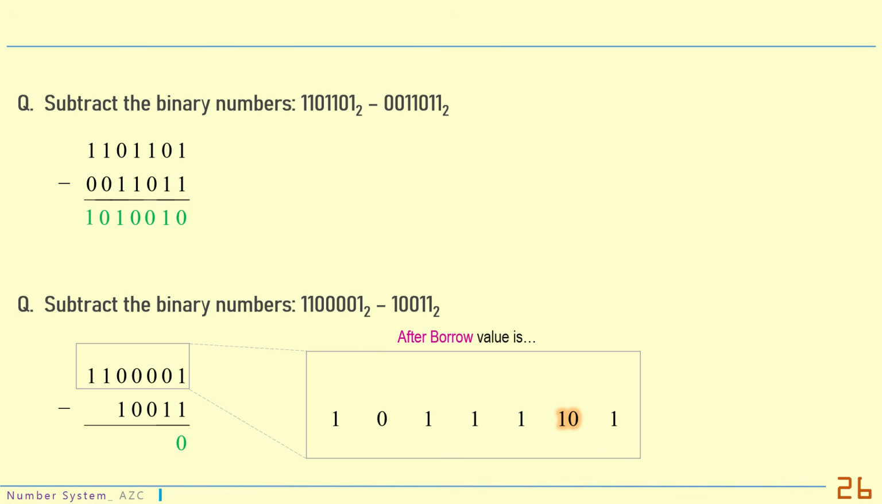Now start subtracting the second right digits. 10 minus 1 is 1. 1 minus 0 is 1. 1 minus 0 is 1. 1 minus 1 is 0. 0 minus 0 is 0. And lastly, 1 minus 0 is 1. So the answer is 1 0 0 1 1 1 0.